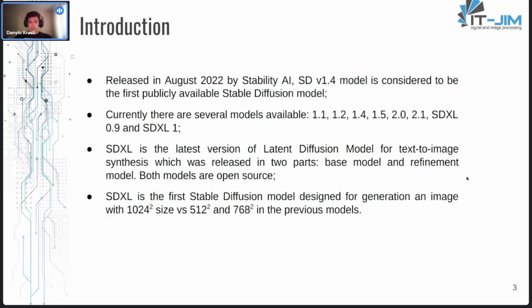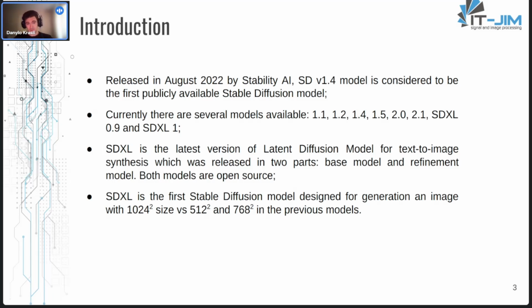And with the release of every model, the quality becomes better and better, and the loyal community also participates to increase it even more with fine-tuning, while reducing the usage of VRAM. So Stable Diffusion XL is the latest version of the Latent Diffusion Model for text-to-image synthesis, which was released in two parts, base model and refiner. Both models are open source, as were the previous Stable Diffusion models, which is pretty good.